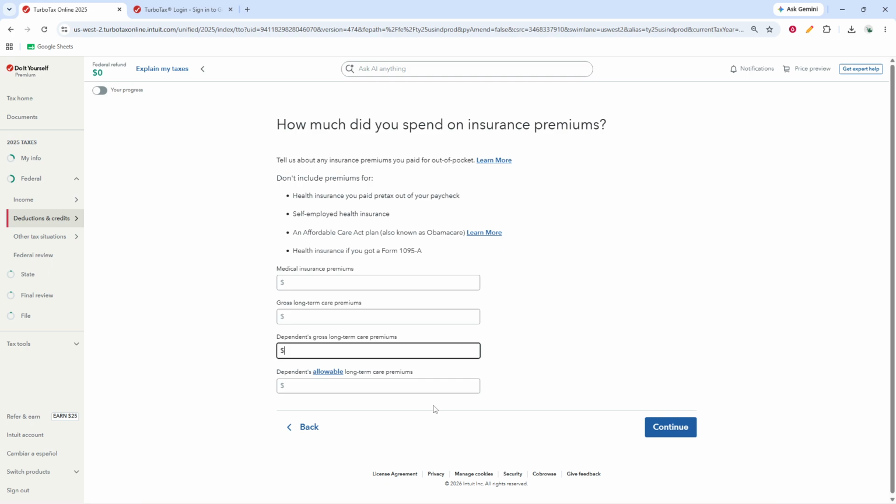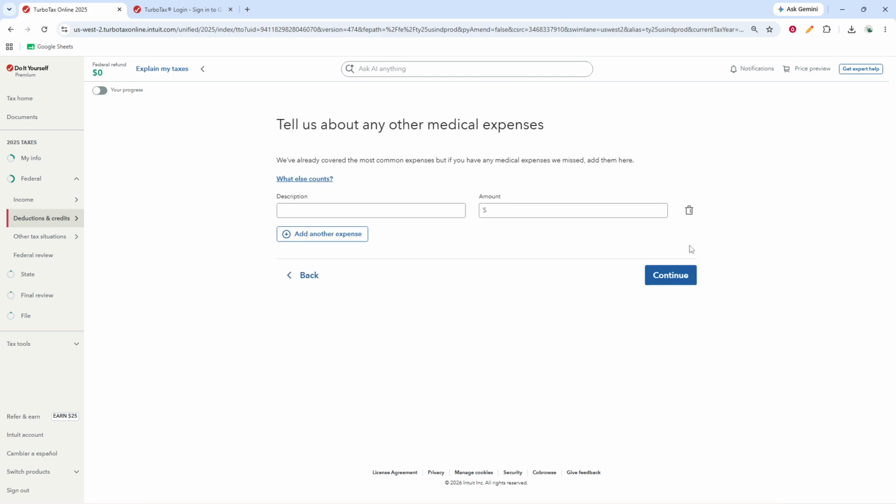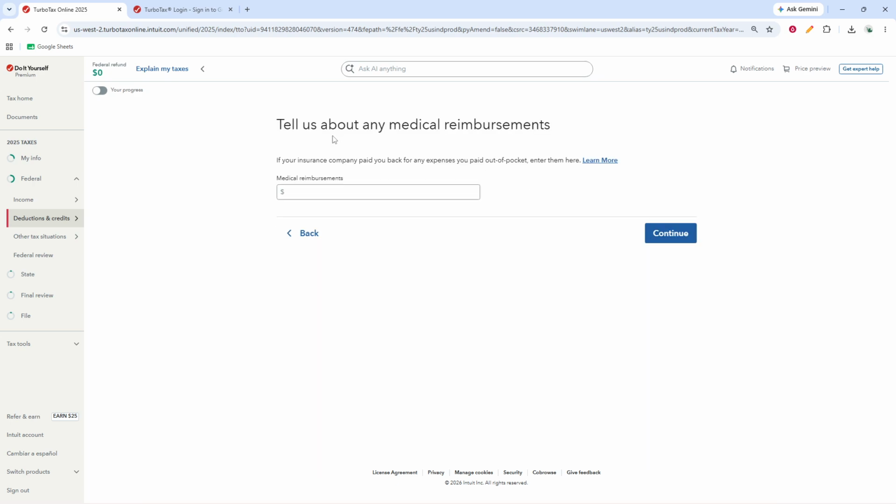As you move through these categories, only enter expenses that qualify and that you paid yourself. TurboTax uses the information exactly as entered, so it is worth checking each amount before you continue to the next screen. Later in the interview, TurboTax will ask whether you received any reimbursement for out-of-pocket medical costs.